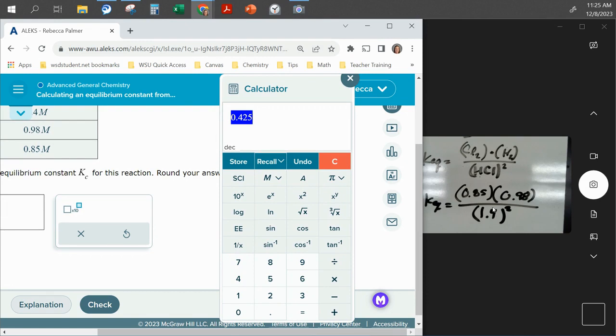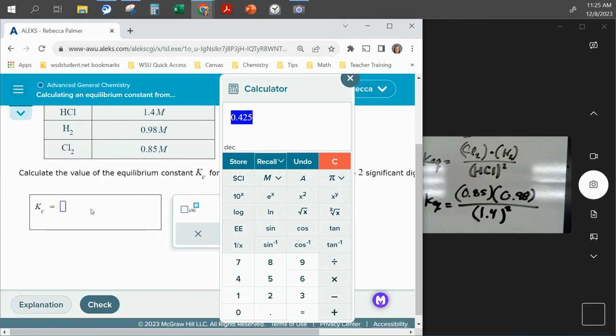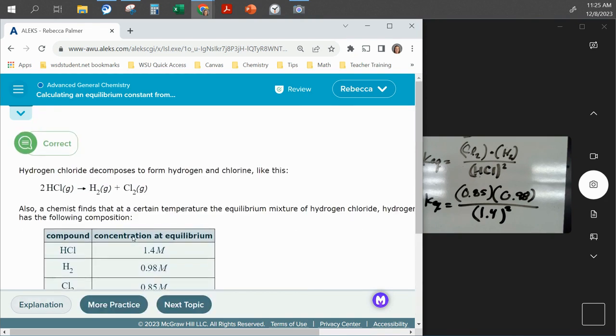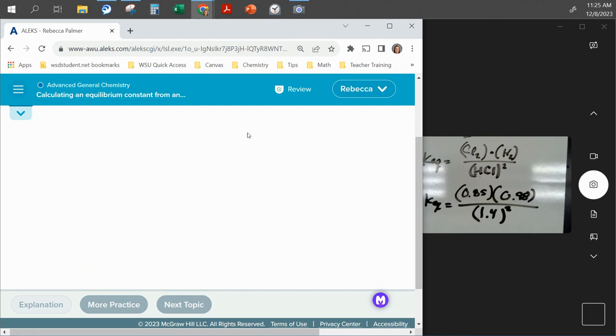Okay, this has 3 sig figs. So we look back at our numbers. This one has 2, this one has 2, this one has 2. So this should have 2 because everything else has 2. So we'll round to 0.43. Okay, does that make sense? So we're just replacing the values in our equilibrium expression with the values that are there. Okay, any questions on that one? Do you want to do another one like this? Okay, let's do another one.